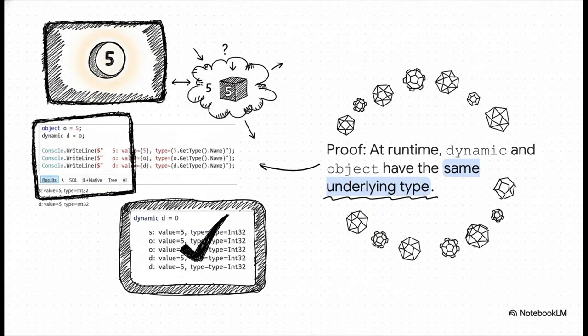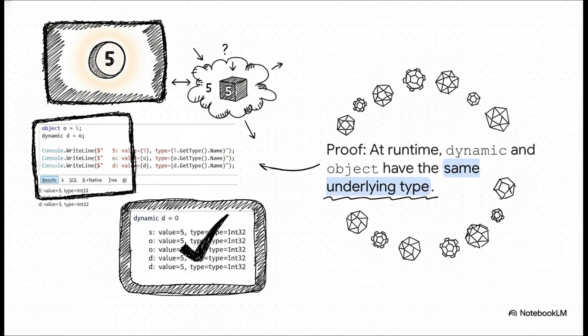And here's the proof, right in the code. We've got an object holding the number 5 and a dynamic variable holding the exact same number. And look what happens when we ask them for their type at runtime using GetType. They're identical. Both of them are actually an Int32. That dynamic keyword, it's just a message for the compiler.